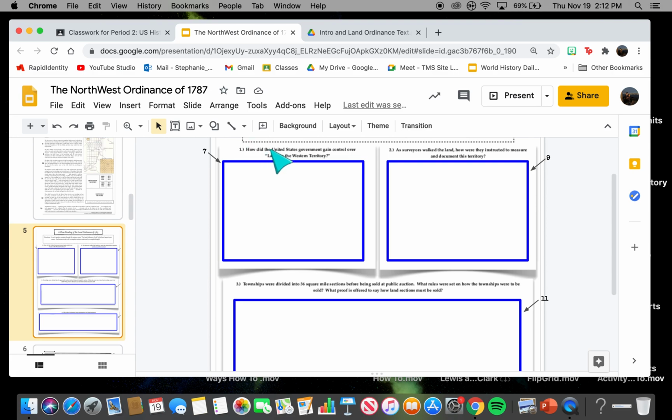So how did the United States government gain control over the lands in the Western Territory? How did they get control over it? How did they win it? As surveyors walked the land, how were they instructed to measure and document the territory? So how were they able to measure it and things like that?